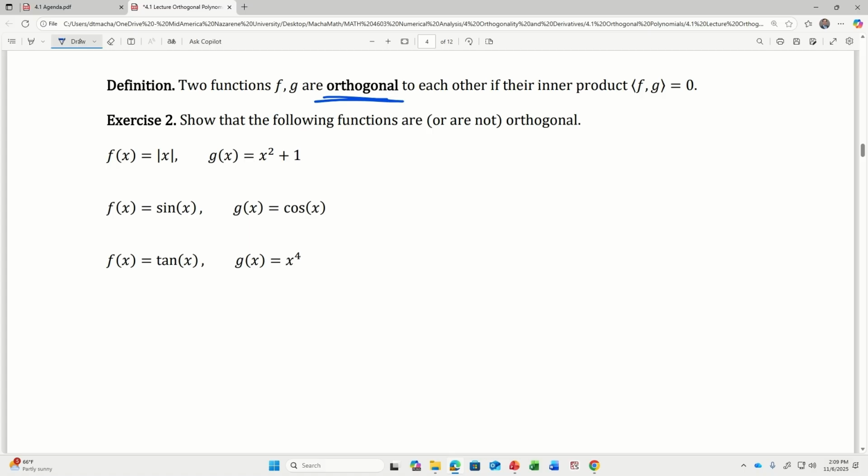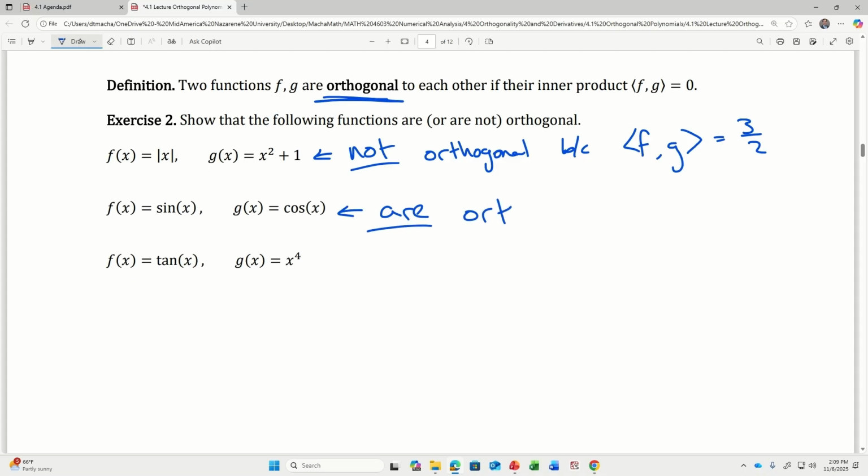Okay, so if I ask you, show that the following functions are orthogonal, or show that the following functions are not orthogonal, or determine whether they're orthogonal, all you have to do is take the inner product. And so these are not orthogonal because the inner product of these functions was 3/2. These are orthogonal because their inner product was 0.